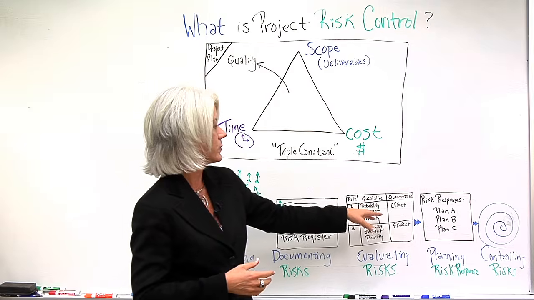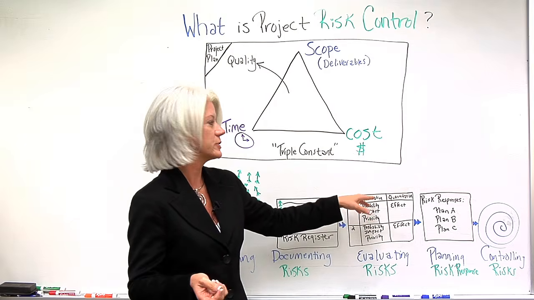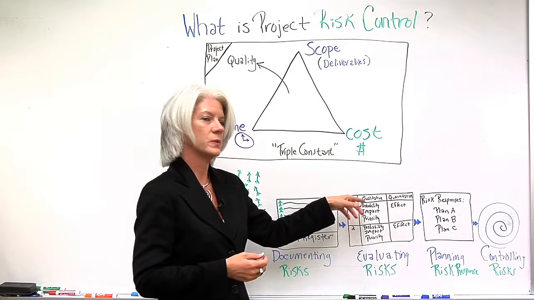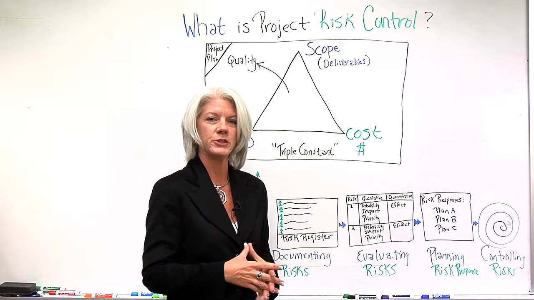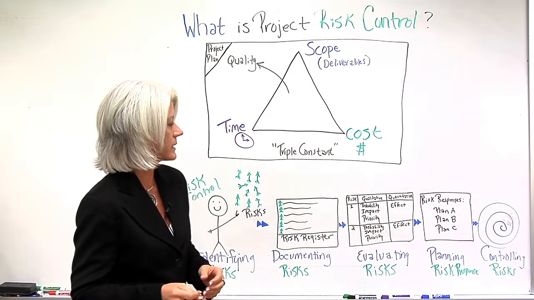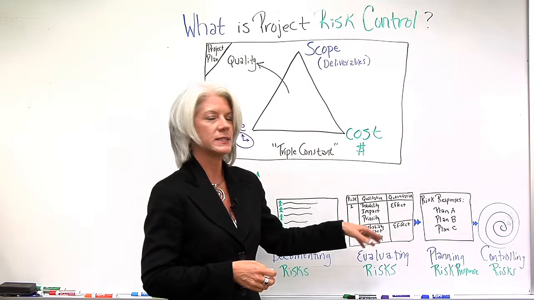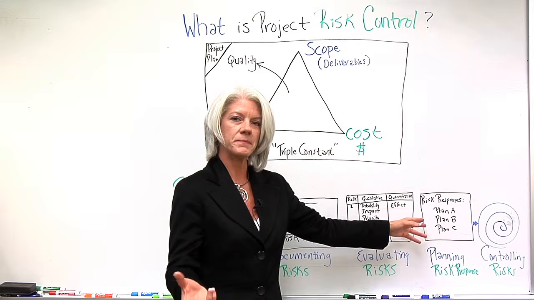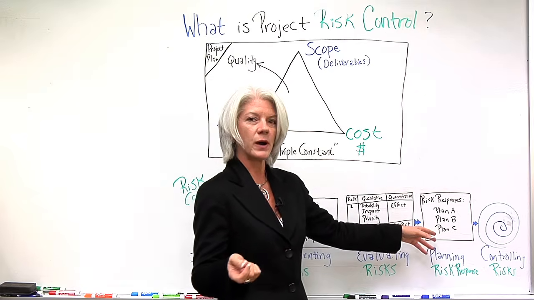And then once we have this information, we can look at the effect. If this risk event would occur, what would the impact be to our project and our objectives? So we do that for every risk, and again, we use that information to develop and plan our risk response.